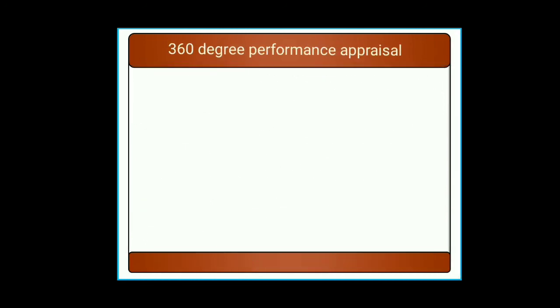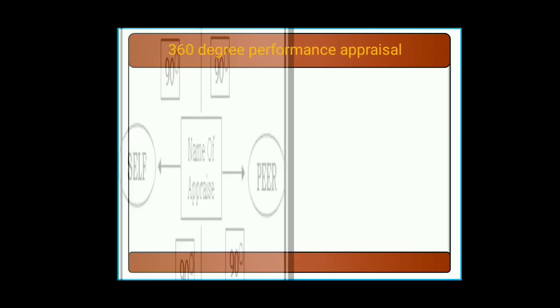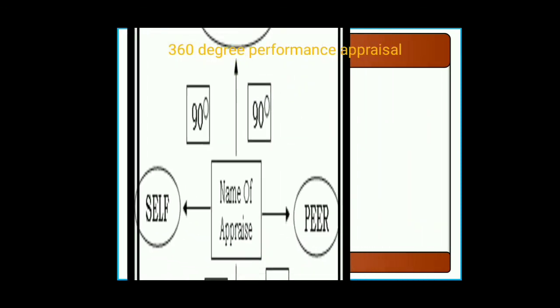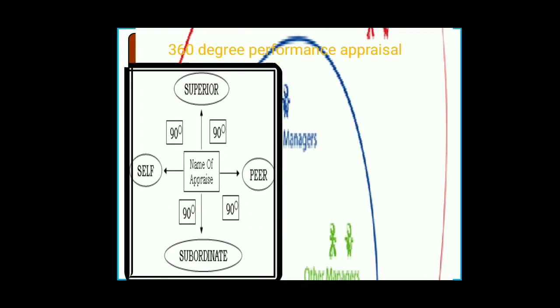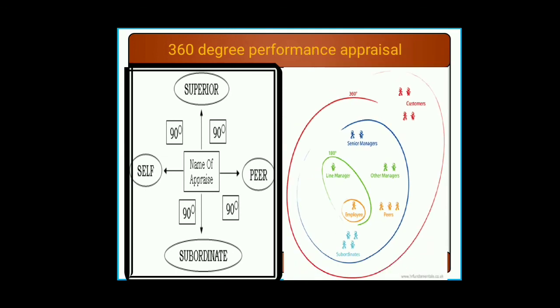Now next method is 360-degree performance appraisal. The 360 performance appraisal system collects performance information from multiple parties, including one's subordinates, peers, superiors, customers. Feedback is also currently used to design promotion and reward. A major advantage of this system is that the feedback comes from multiple sources.